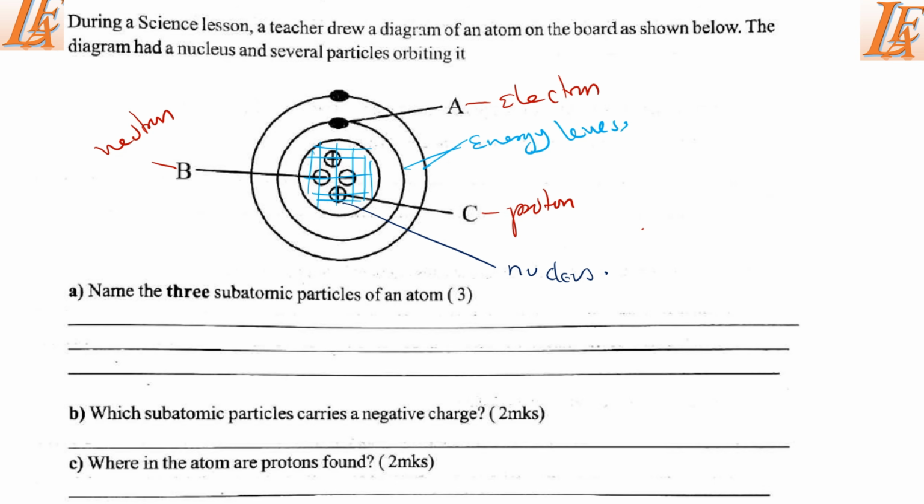So let's go to the questions. Name the three subatomic particles of an atom. The first subatomic particle of an atom is the electron. The second subatomic particle is a proton.